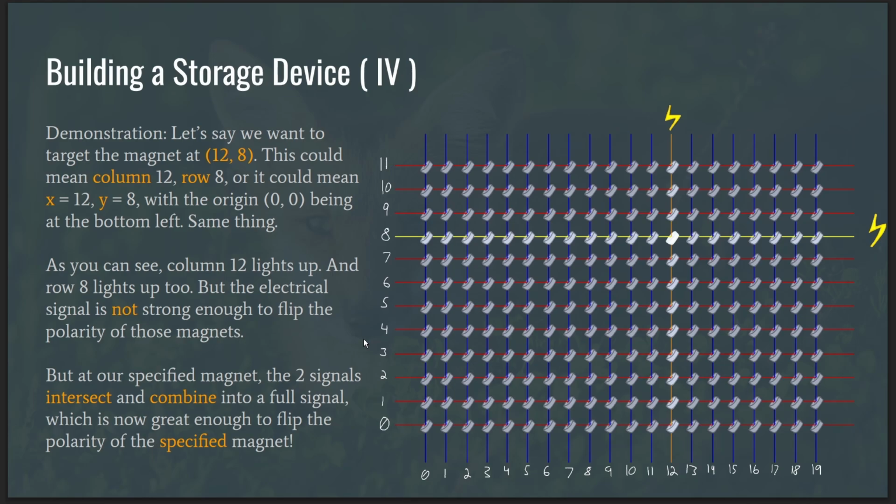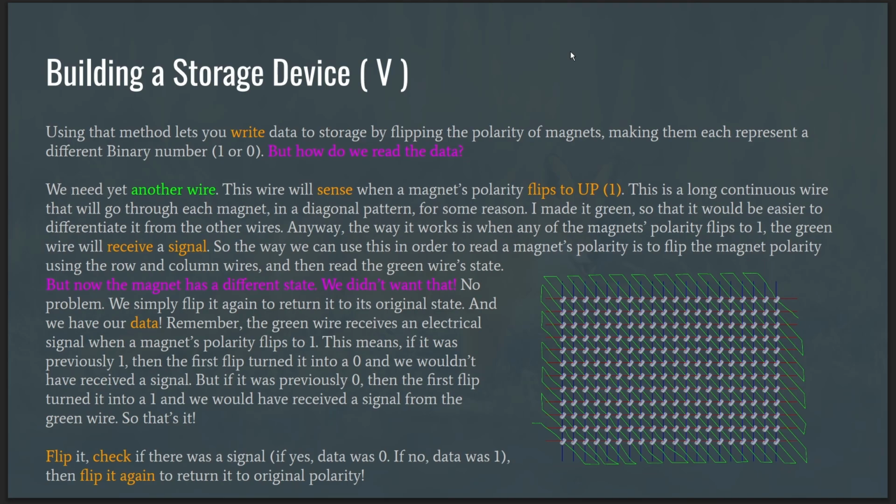Not enough. But at our specified magnet, which is this one right here, the two signals intersect. They touch each other. And they combine into a full signal, which is now great enough to flip the polarity of the specified magnet. So this one right here is going to flip its polarity. And that's how we changed it from a 1 to a 0 or 0 to a 1. Though that's just how we represent it. Really, it's just changing the polarity from up to down or down to up. Using that method lets you write data to storage by flipping the polarity of magnets, making each represent a different binary number, 1 or 0.